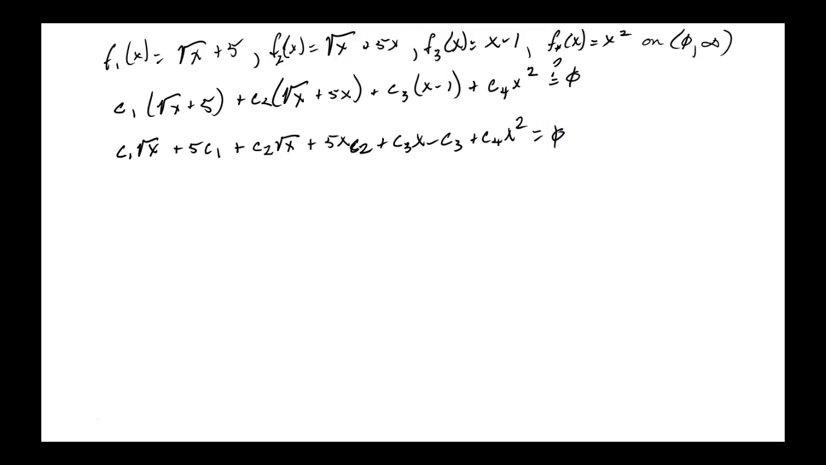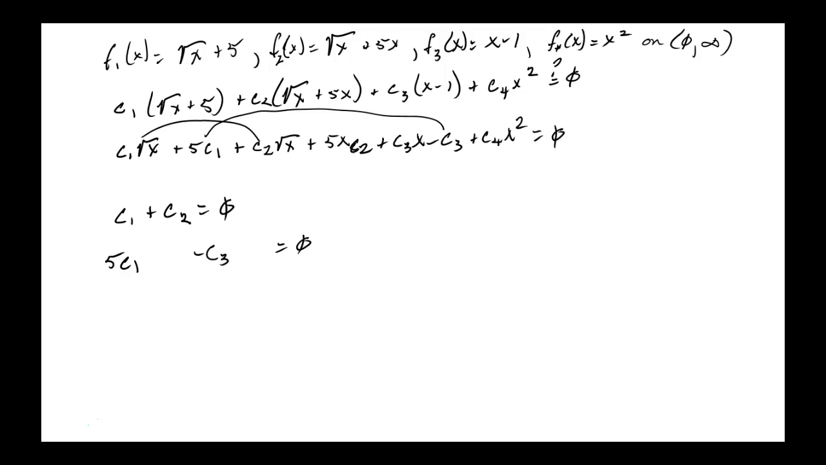All right. Now, let's combine the terms that have similar powers of x. So this says that C1 plus C2 has to be equal to 0, right? It also says that C1 has to equal 0 because that's the only, nope, wrong. Okay, sorry about that. Okay, here we have a constant, and here we have a constant. So this says that 5C1 minus C3 is also equal to 0, right?